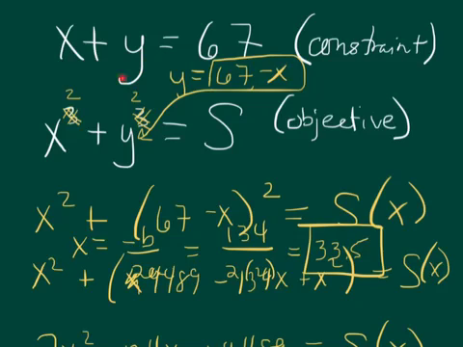So you're always going to get the minimum value for the sum of squares when x and y are just the same quantity, or half of whatever this number is. Okay, it'll always work that way. That's just a little thing to pick up on.